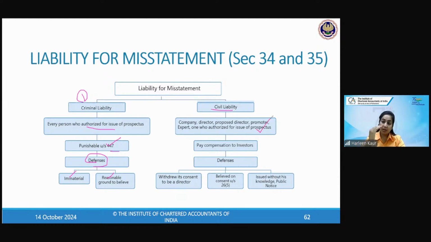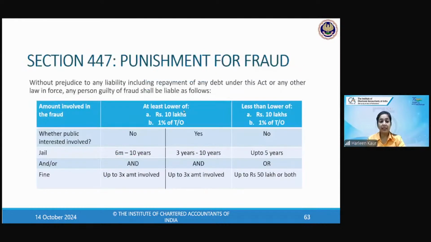So if the examiner asks you any question related to liability, you can give sections 34 and 35 both, if you feel that complete liability has to be given. And what will they do? They will pay compensation to the investors. And what is the defense that you can use? He has withdrawn his consent. He believed that it was true; section 26 is about your expert statement. And if it has been issued without his knowledge, then he can give a public notice. So this is your liability for misstatement. Please learn it, revise it nicely.